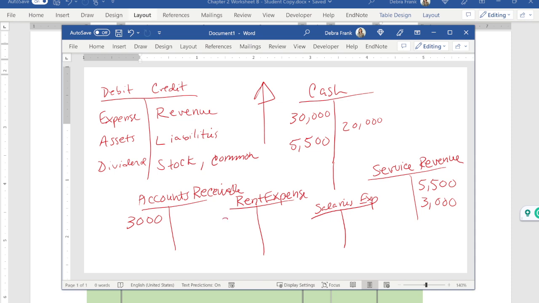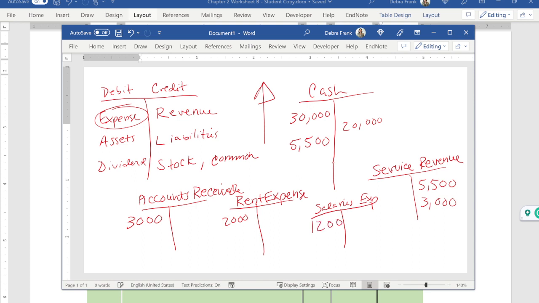Rent, it said it was for $2,000. And we know expenses, when they increase, that account is going to be increased now. We didn't have anything in that account before. Now we do. We need to keep track of all our rent expenses. And so we're increasing that rent expense account by $2,000 now that we want to keep track of. And salaries is increasing by $1,200.